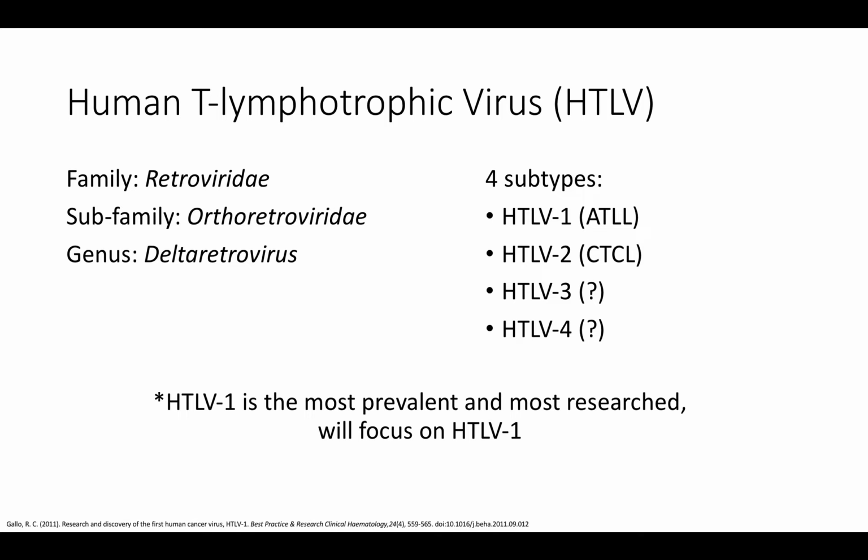And then type 3 and 4 are very rare. We haven't been able to observe any specific diseases because we haven't really been able to see too many people with infection with HTLV3 and HTLV4. But HTLV1 is the most prevalent. It's most researched, and so this presentation will focus specifically on subtype 1.